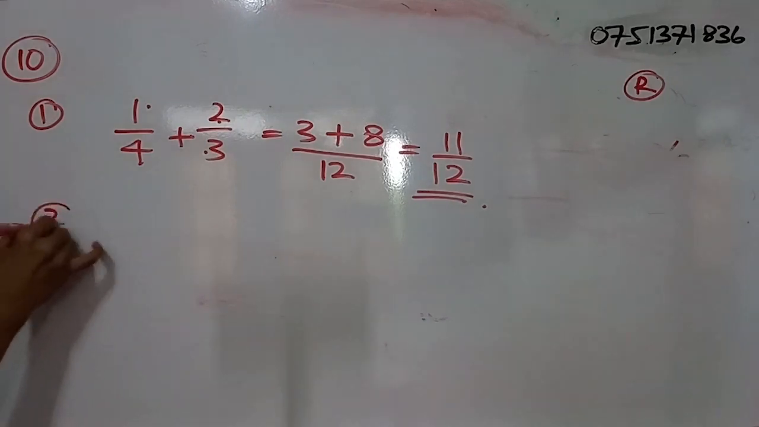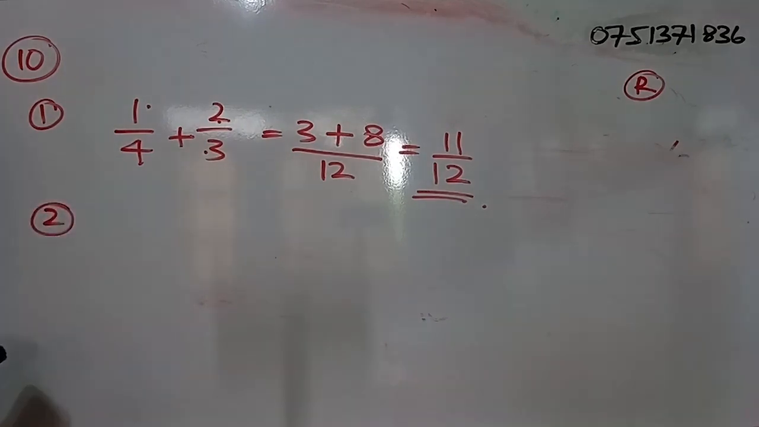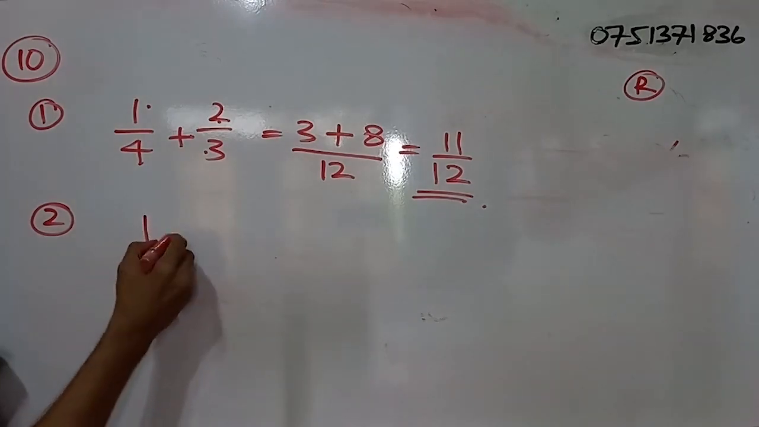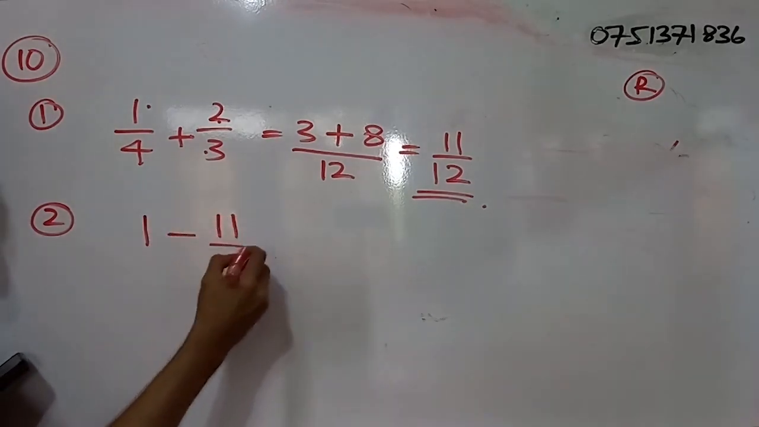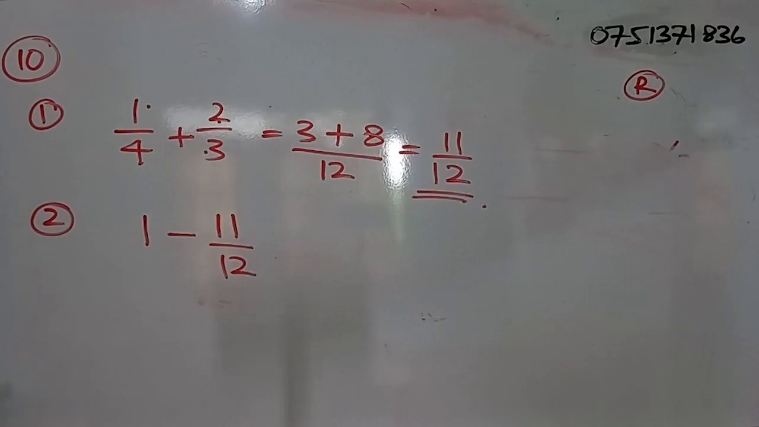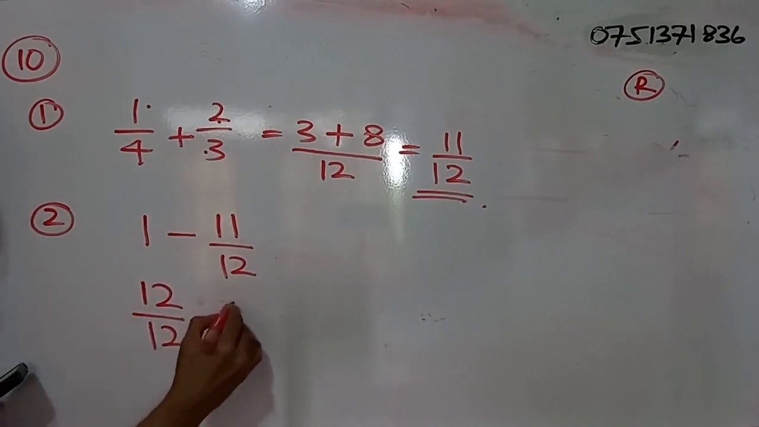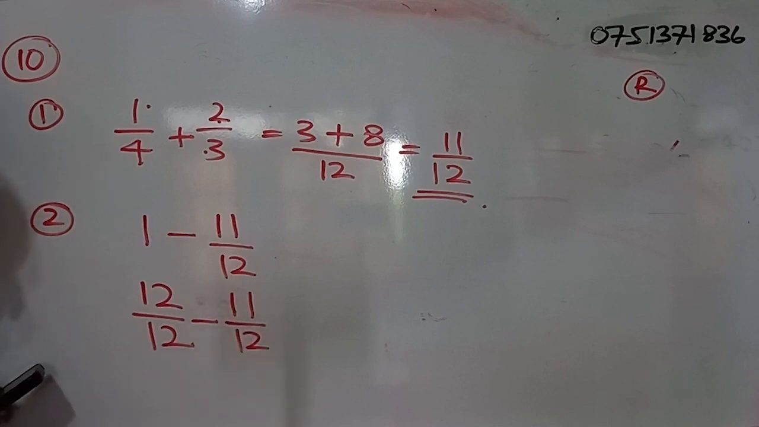Then part 2. What fraction of the whole journey remained for him to travel by the 3-wheeler? Right? So how will we find it? From 1, we subtract 11 by 12. That means 12 by 12, from that we have to subtract 11 by 12. So what will be the answer? 1 by 12.